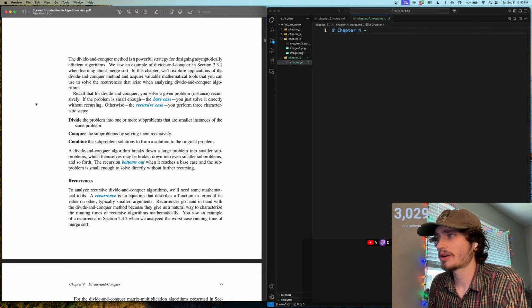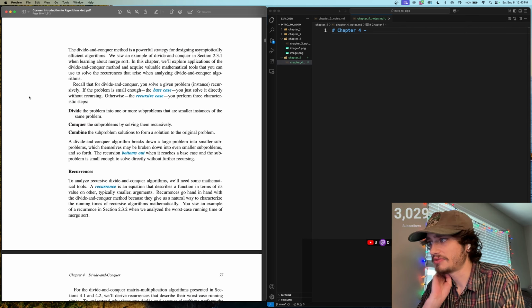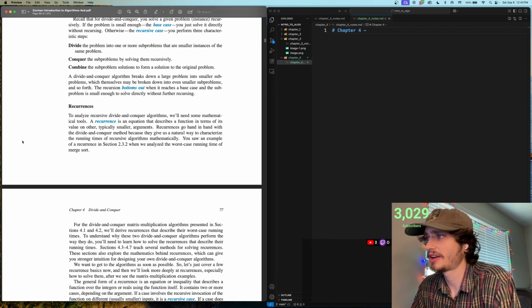A divide and conquer algorithm breaks down a large problem into subproblems, which themselves may be broken down into even smaller subproblems, and so forth. The recursion bottoms out when it reaches a base case, and the subproblem is small enough to solve directly without further recursing. Recurrences. To analyze recursive divide and conquer algorithms, we'll need some mathematical tools.